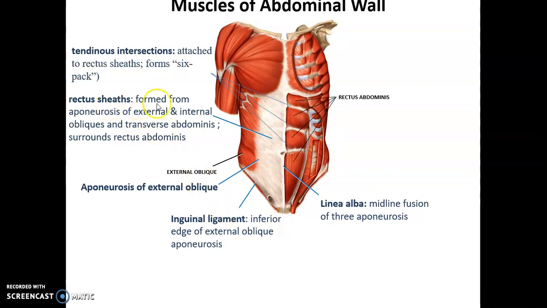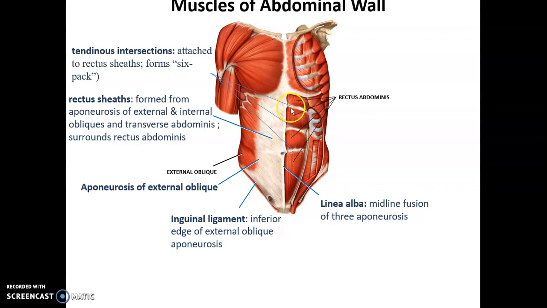There are other rectus sheaths that are aponeuroses, sheets of connective tissue that surround the external and internal obliques, as well as the transverse abdominis muscle. So all of these sheets of connective tissue end up connecting to the linea alba. At the very edge of all this connective tissue structure is what's called the inguinal ligament, which includes the inguinal canal.